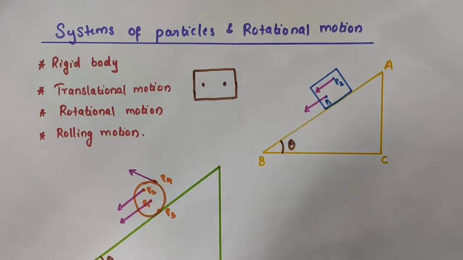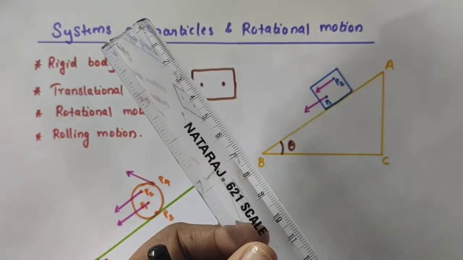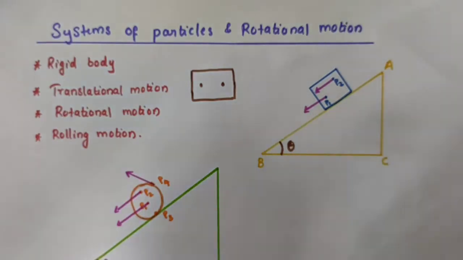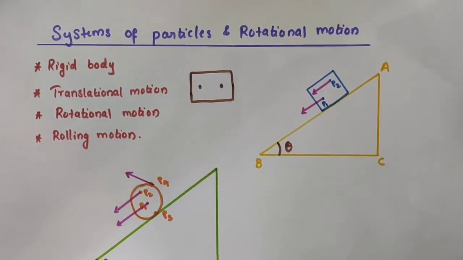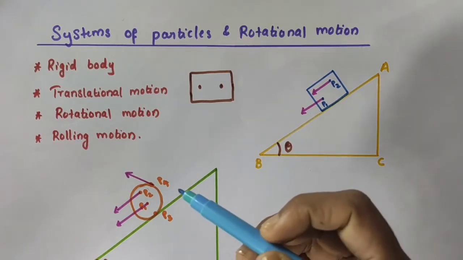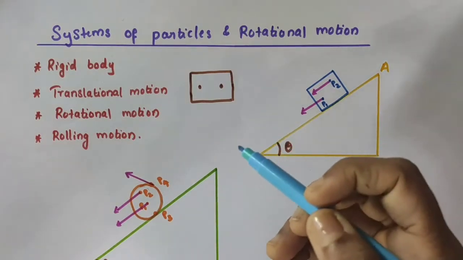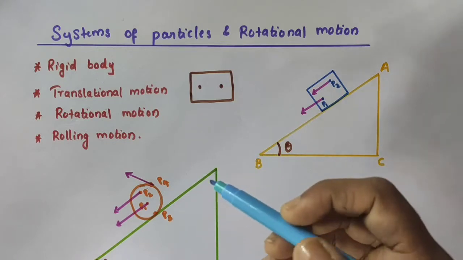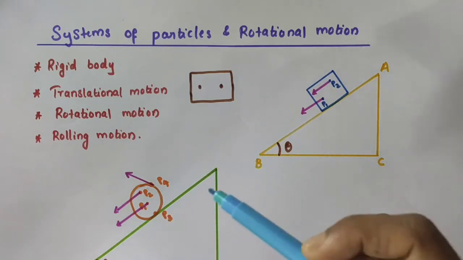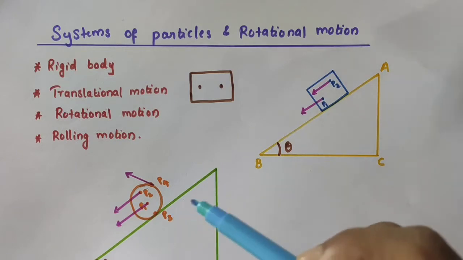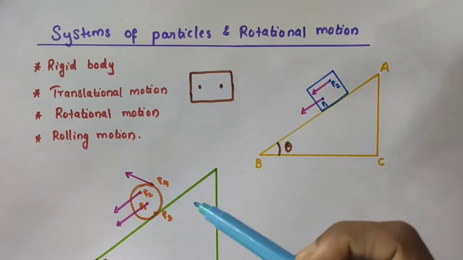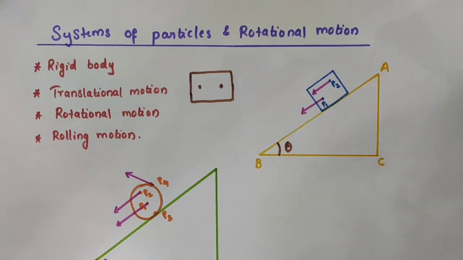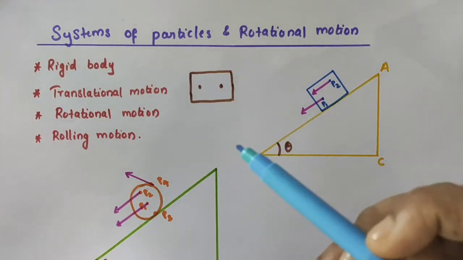We can consider the scale as a rigid body. We can consider this pencil as a rigid body. But actually, no real body is truly a rigid body, because real bodies deform under the influence of forces. But in many situations these deformations are negligible, so we can consider solid bodies like a scale, pen, etc. as rigid bodies. Now, what kind of motion can a rigid body have?